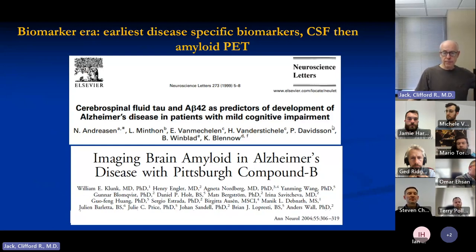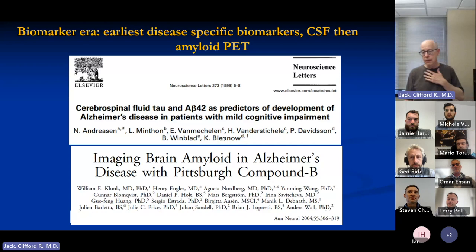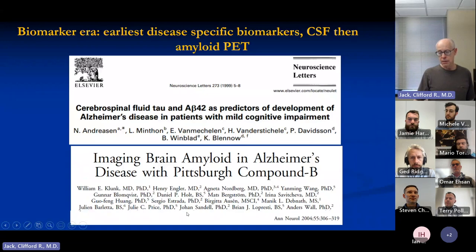And the earliest biomarkers that were disease specific, of course, were CSF-based measures of protein analytes in cerebrospinal fluid. I've highlighted at the top one of the early papers by the Swedish group, and in particular Kaj Blennow, who really was, as far as I can tell, if not the, certainly one of the major early pioneers in this area of biofluid-based diagnostics for Alzheimer's disease.